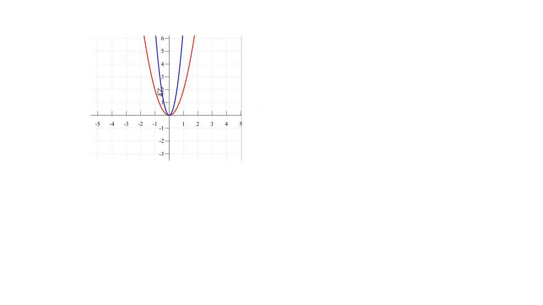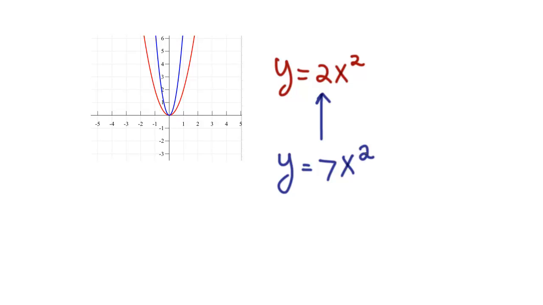Alright, let's take a look at these two parabolas. The red one was the y equals 2x squared, right, that we did. Now the blue one is narrower than the red one. If that's the case, then the a is bigger. So for instance, the blue one is represented by this quadratic function, which is y equals 7x squared.